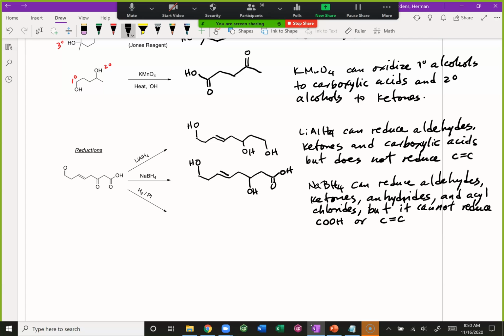Reduction. Hydrogen with platinum or palladium or nickel can reduce ketones and alkenes, double bonds, but does not reduce carboxylic acids.